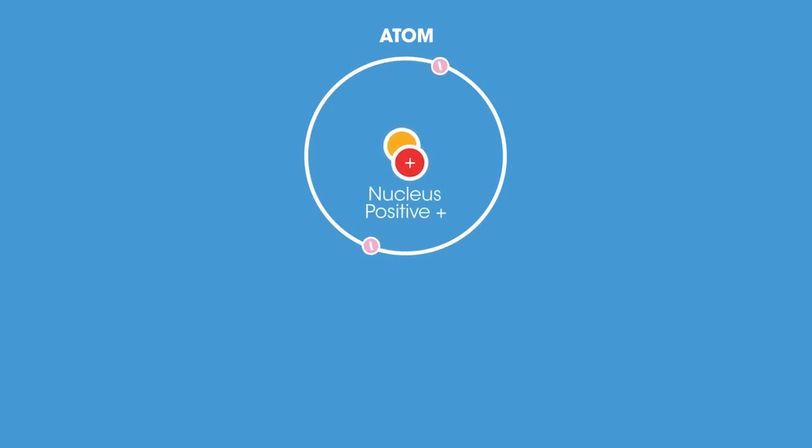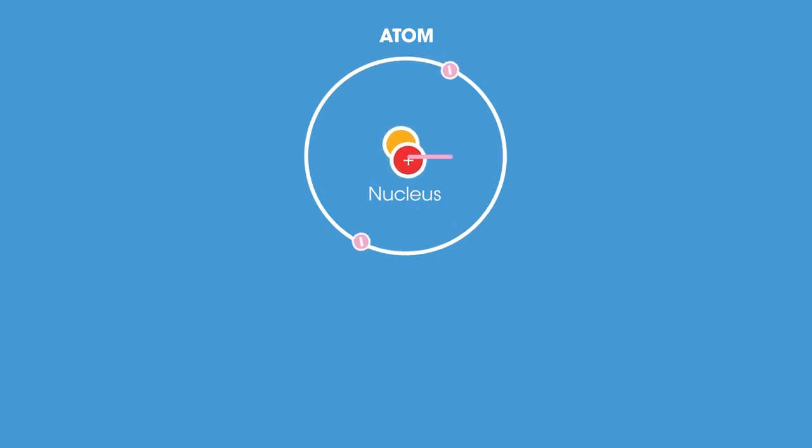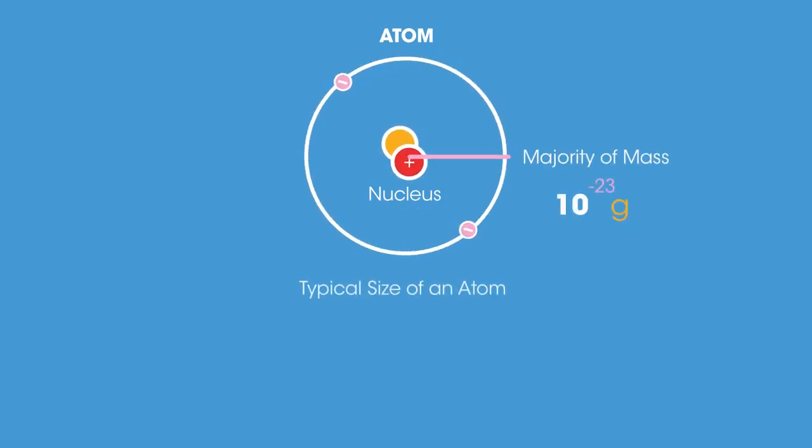Atoms have a positively charged nucleus made up of positively charged protons and neutrally charged neutrons, which is orbited by negatively charged electrons. The majority of the mass of an atom is found in the nucleus, and the typical size of atoms is 10 to the power -10 meters.